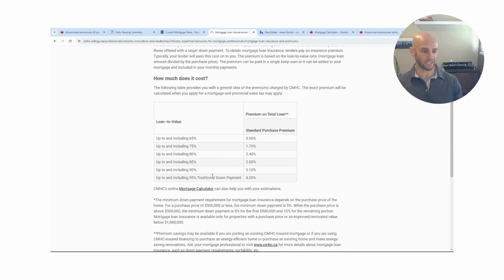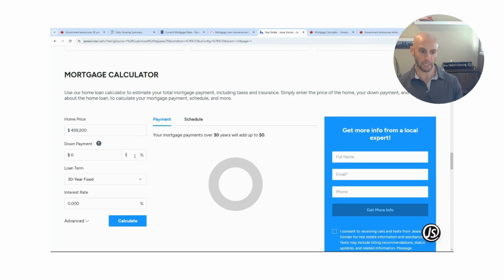So if someone were to put down 5%, a down payment of 5% on a property, their CMHC premium is 4% here. So you put down 5% on your down payment, but you're technically only putting down 1% because of this CMHC fee. So that's the number we're going to plug in here, 1%. A significant amount of your down payment is eaten up with that CMHC fee right there.